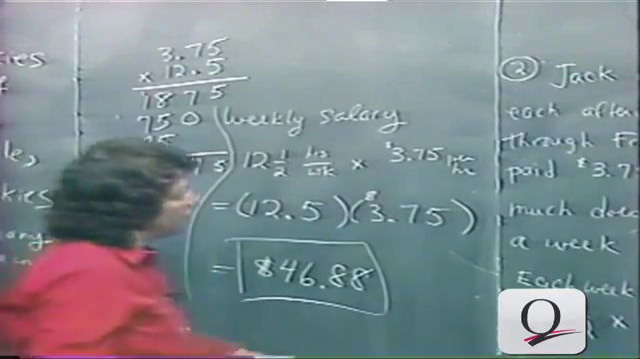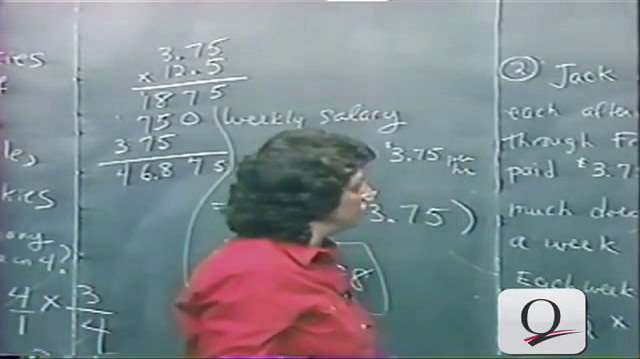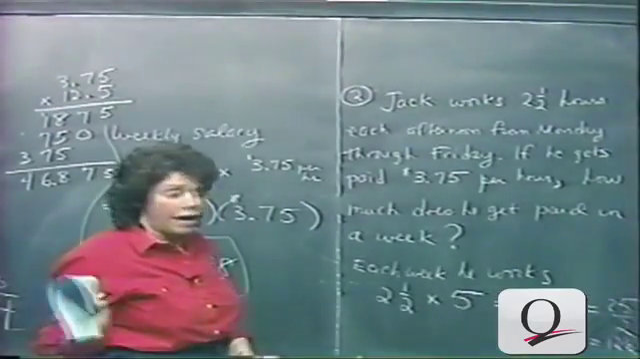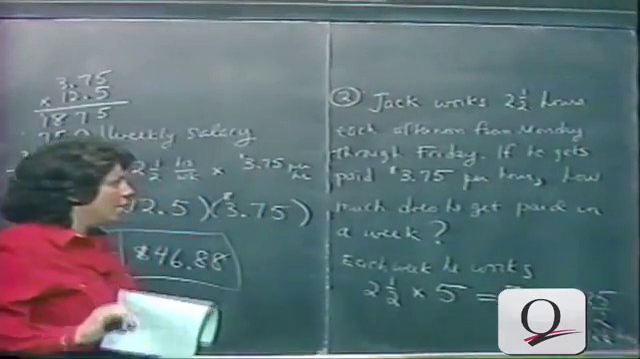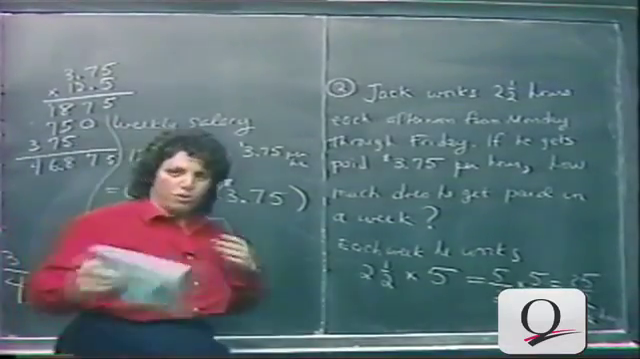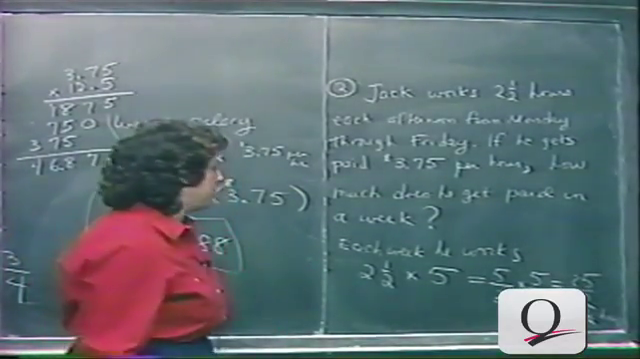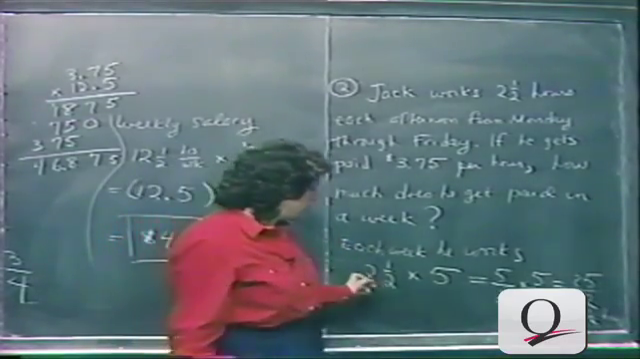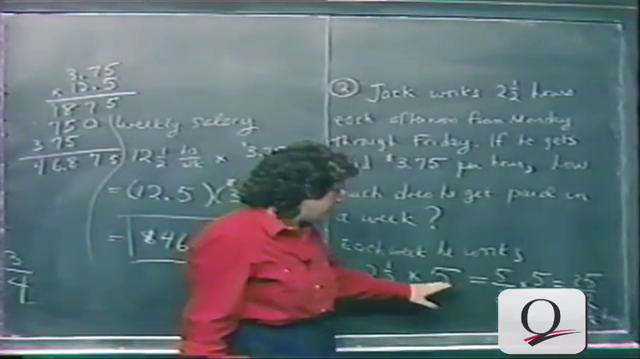Okay, he worked 2.5 hours each afternoon from Monday to Friday. He got $3.75 an hour. We wanted to figure out how much he made per week. What you have to do is let yourself go and figure this problem out as if it was your money, you'd know how to figure it out. First, you figure out how many hours he's getting. Okay, 2.5 hours a day times 5 days a week.